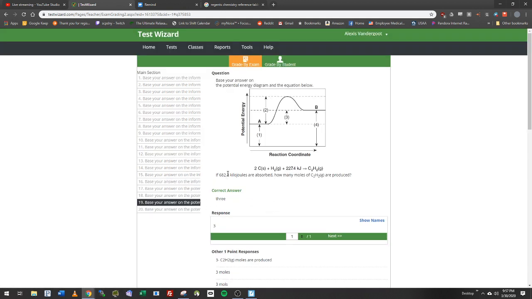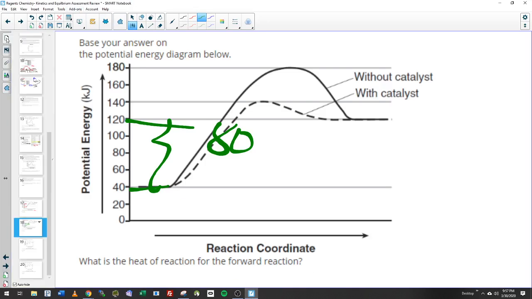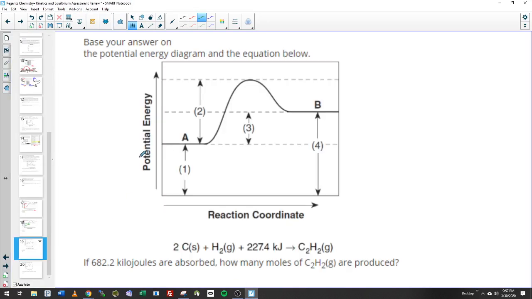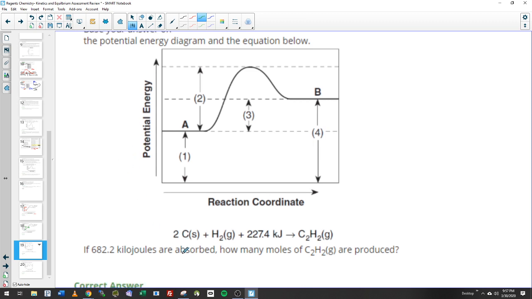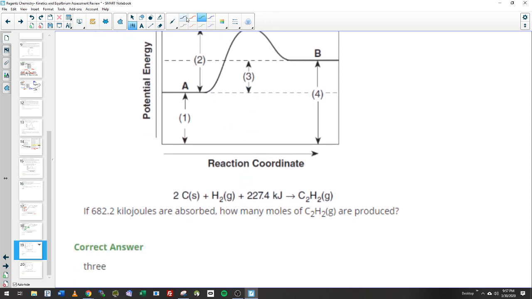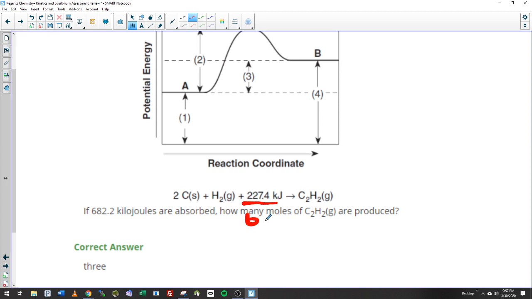Okay, number 19. This is actually a mole ratio question, which is math of chemistry. It was a great review moment. If you have 622 kilojoules and that's what's being absorbed, I am going to set this up math chem style. Like, this is my recipe. My recipe calls for 227.4. I don't need 227.4. I need 682.2. They want to know how many moles of this I'm going to need, so I'm going to cross multiply.